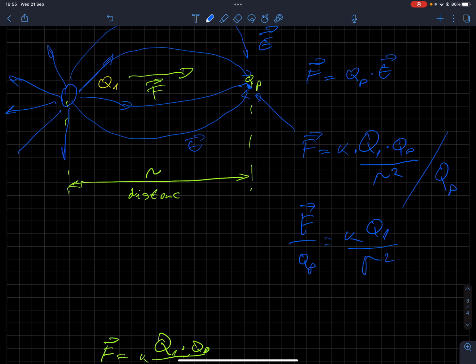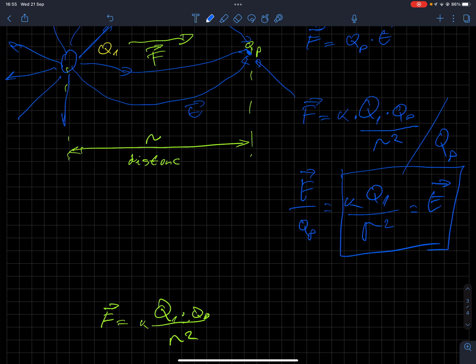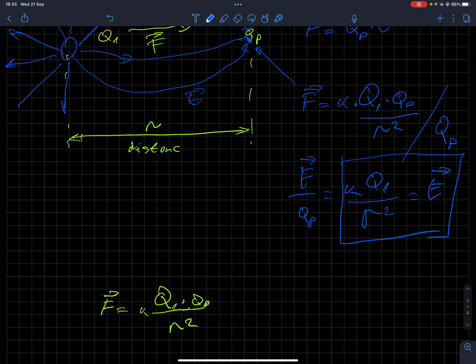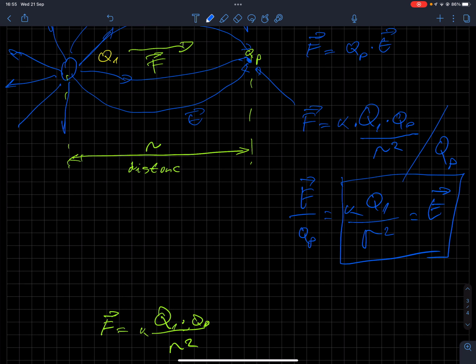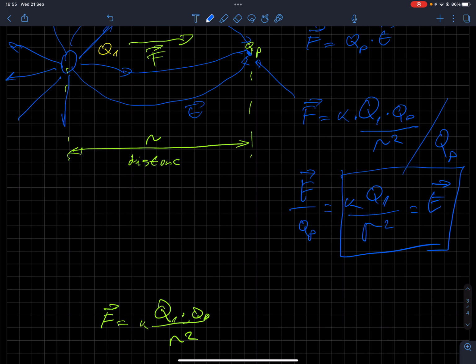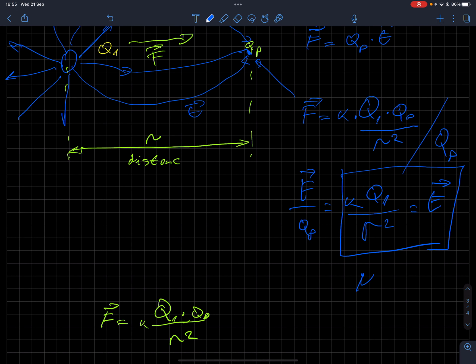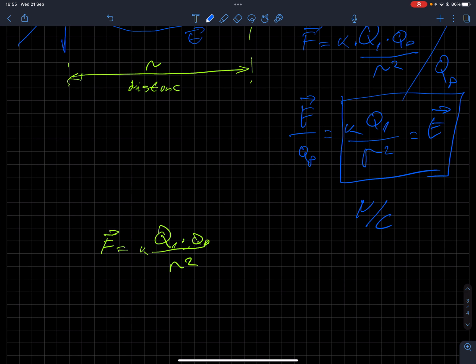And ladies and gentlemen, what we have here is the definition of electric field. The electric field says what will be the force if we bring some charge of amount Q, and the units are newtons per coulomb or volts per meter. So that's it.